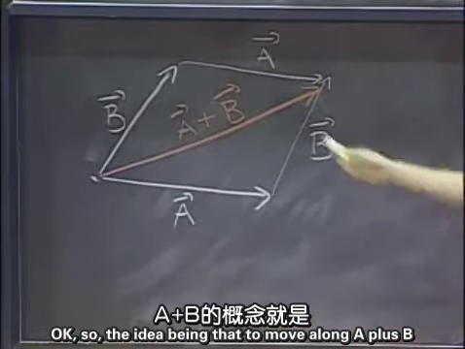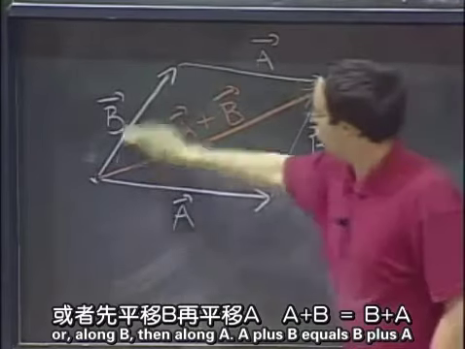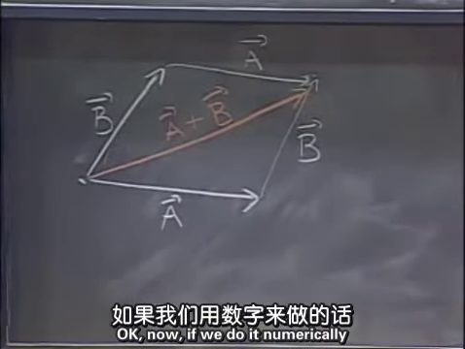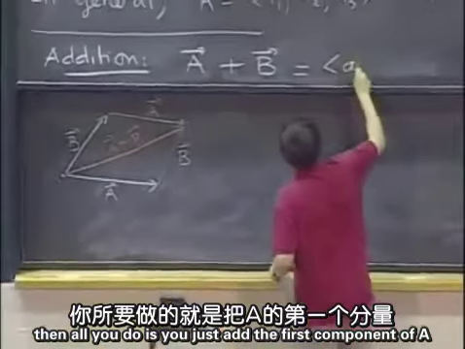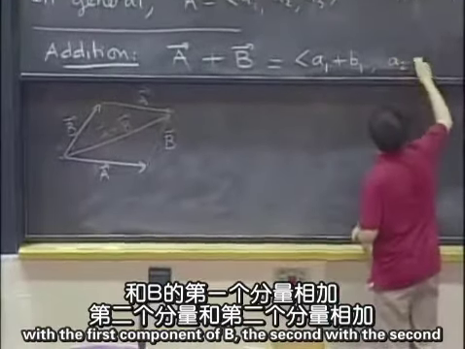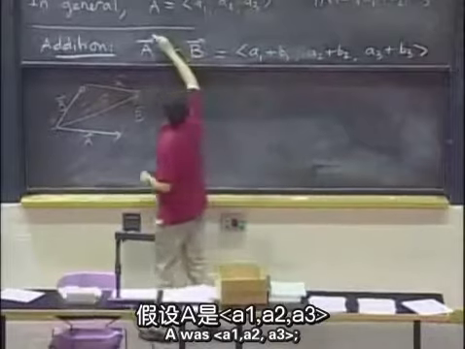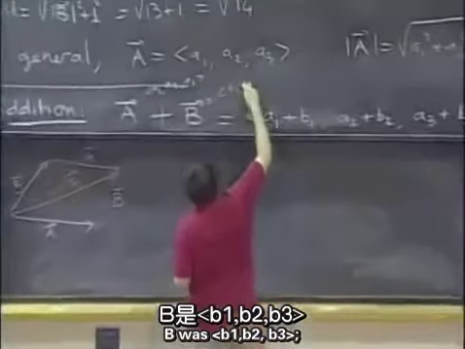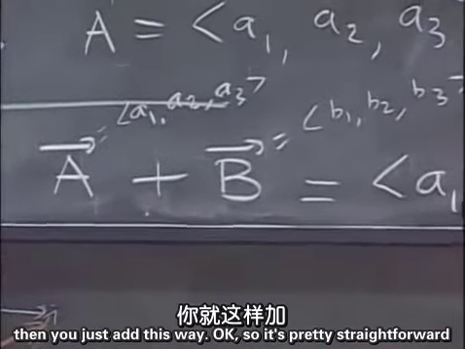Okay, so the idea being that to move along A plus B, it's the same as to move first along A and then along B. Or along B, then along A. A plus B equals B plus A. Okay, now if we do it numerically, then all you do is you just add the first component of A with the first component of B, the second with the second, and the third with the third. Okay, say that A was A1, A2, A3, B was B1, B2, B3, then you just add this way. Okay, so it's pretty straightforward.